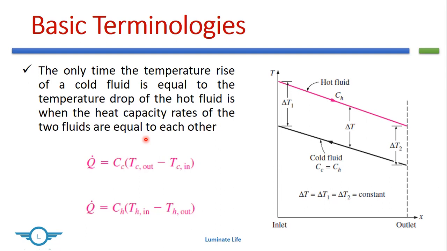For these two to be equal, one necessary condition is that their heat capacity rates should be equal. That is, for the delta T occurring in the cold fluid to be equal to the delta T occurring in the hot fluid, it is necessary that the heat capacity rates of the two fluids be the same. That is mentioned here in the diagram also. So you can see this delta T remaining constant if and only if Ch is equal to Cc. Now we have completed the basic terminologies associated with heat exchanger analysis.